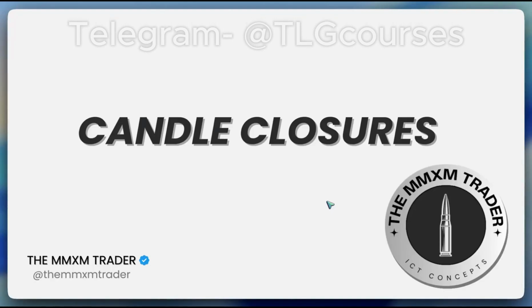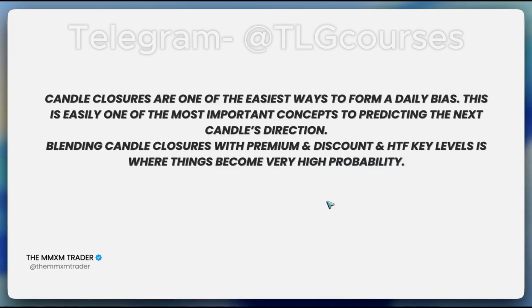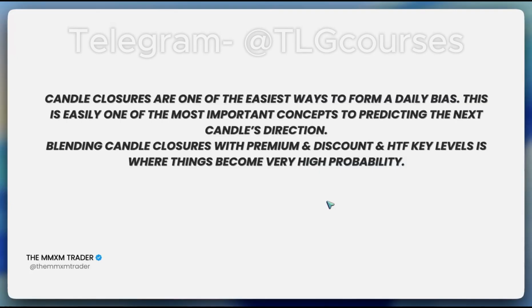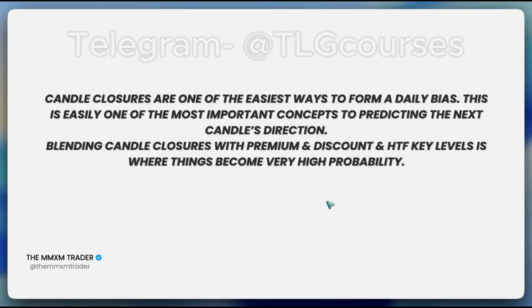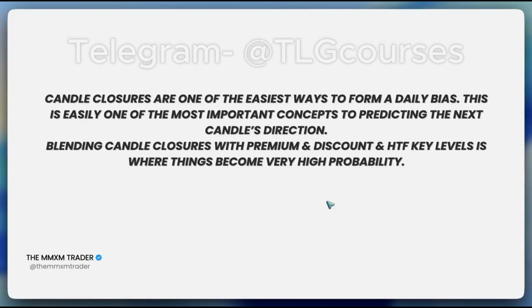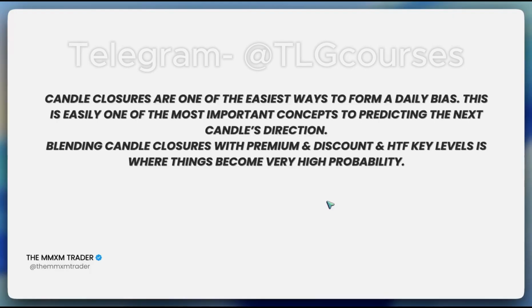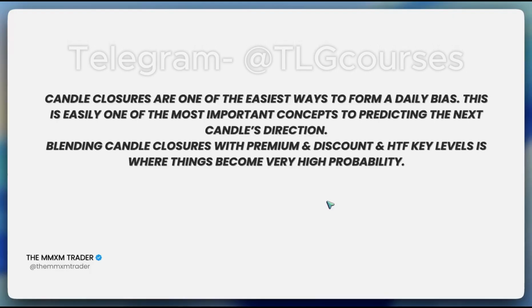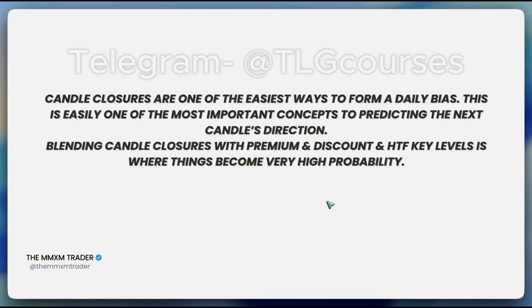Okay, candle closures. Candle closures are one of the easiest ways to form a daily bias. This is easily one of the most important concepts to predicting the very next candle's direction. Blending candle closures with premium and discount and high time frame key levels is where things become very, very high probability.